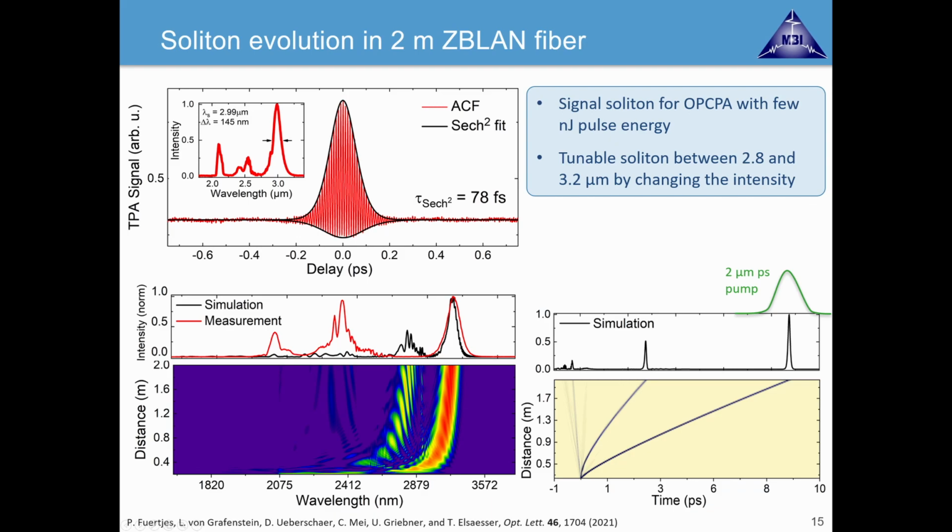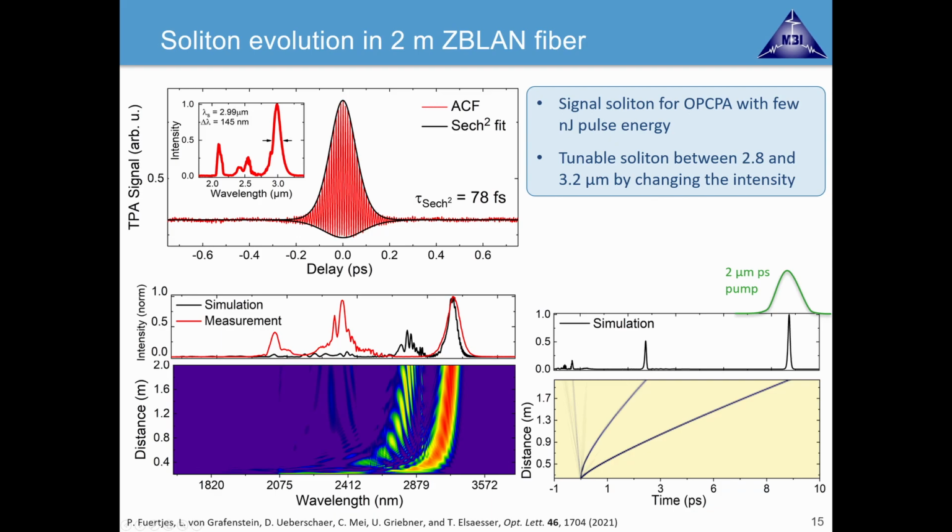So we checked if this pulse we get here is really a soliton, and I can confirm from this autocorrelation measurement that we have a nice femtosecond pulse at, for example, a wavelength of 3 micrometers. So this is our signal we can now use for our OPCPA.